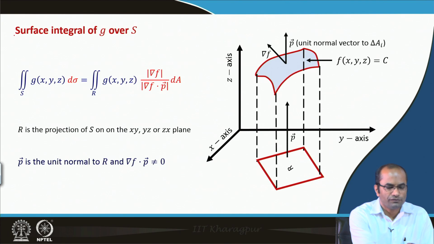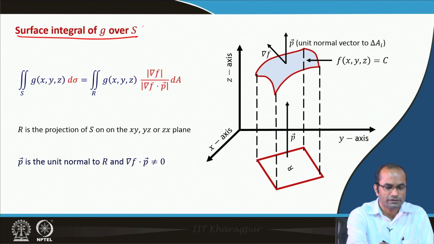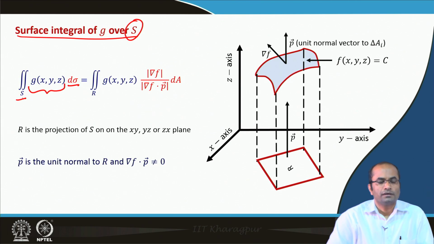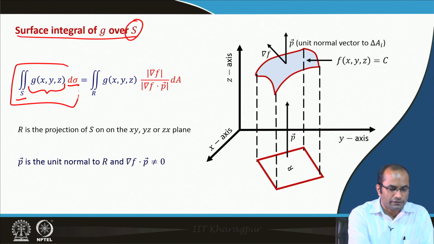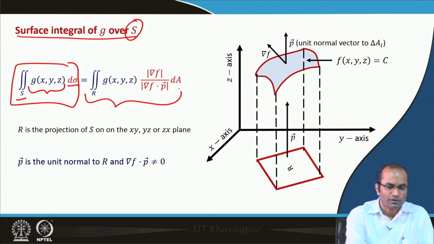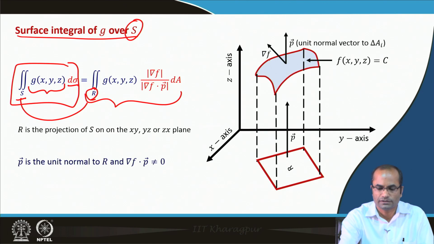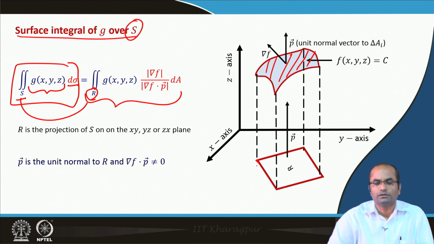Just to recall what we covered in the last lecture, that was the surface integral of g over the surface S, and the idea was that this function g is being integrated over the surface S. This surface integral will be converted to a simple area integral or double integral, where r is the projection of this surface. For instance, this is the surface here, and this will be projected on the coordinate planes, not the coordinate axes.